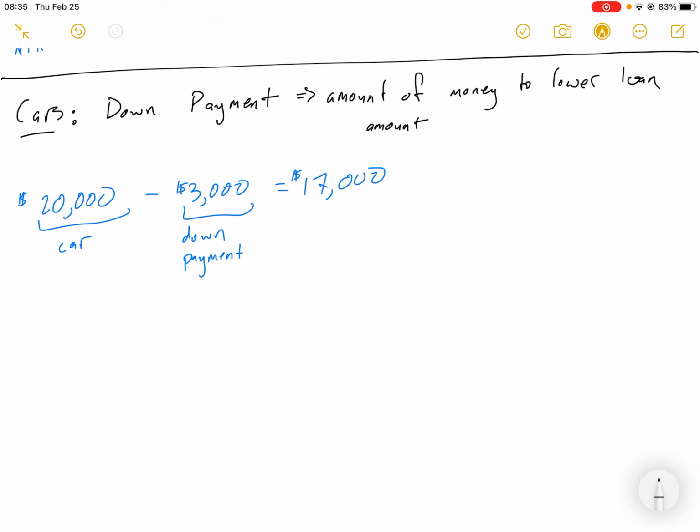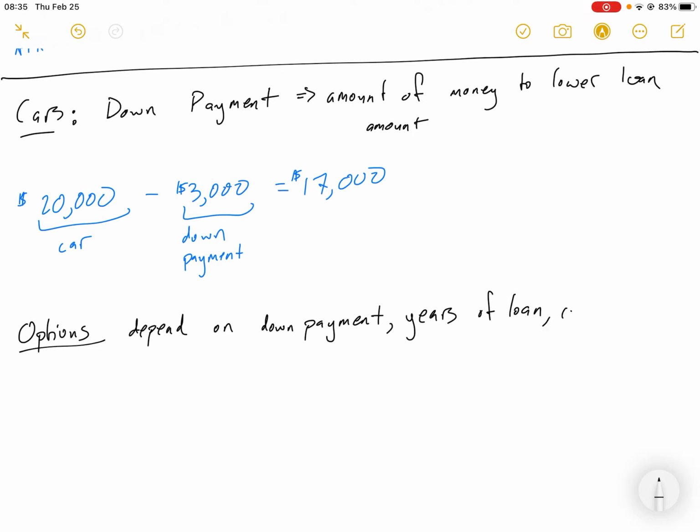There are oftentimes different options when you're purchasing a car. The options really depend on several factors. First of all, they depend on your down payment. If you put more down, you might have better options. And I don't know how they work all this stuff out. They talk to the bank, et cetera. It also depends on how long you want the loan for, and then it will also depend on your credit score.